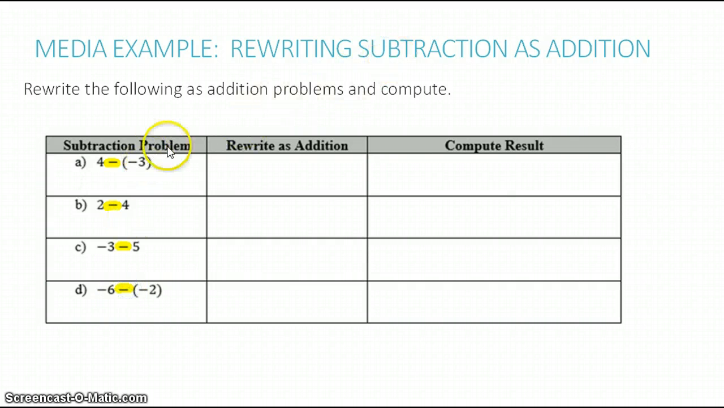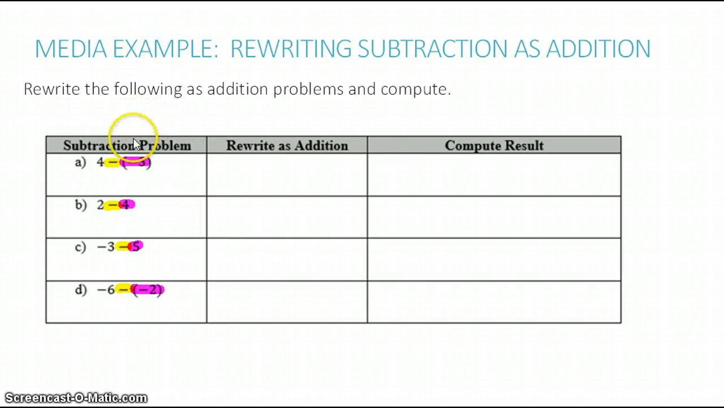So to change subtraction to addition, these are the symbols that we're going to need to change from subtraction to addition. The second step in changing a subtraction problem to an addition problem is to change the sign of the second number or the subtrahend. So I'm just going to highlight those numbers as well.